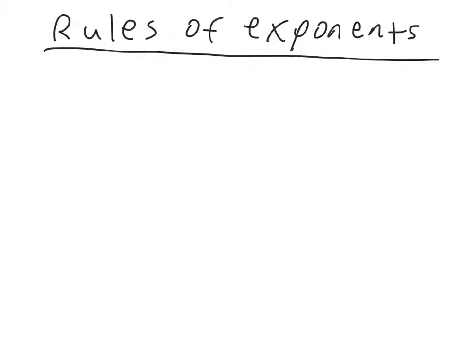Alright, now we're going to talk about some rules of exponents. First, let's say we have x to the m times x to the n. So we have the same base, the number being raised by the exponent is the same. So x here, x here. This is called the base, and they have to be the same for this to work. So x to the m times x to the n is going to be x to the m plus n.